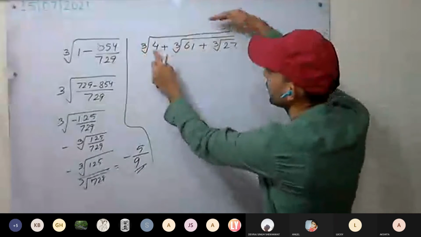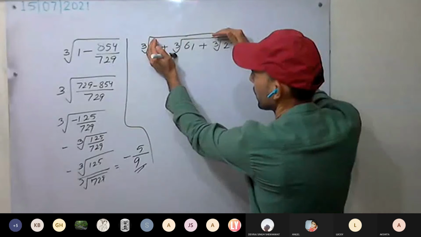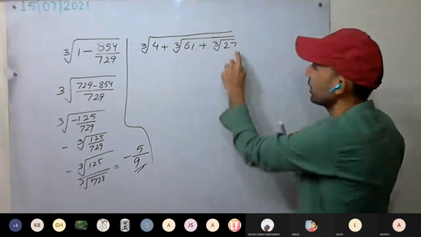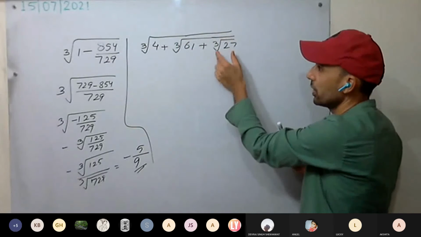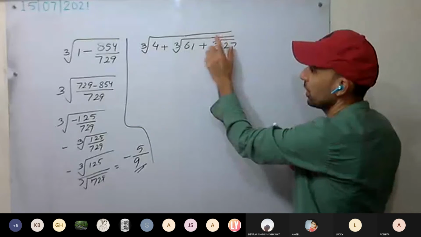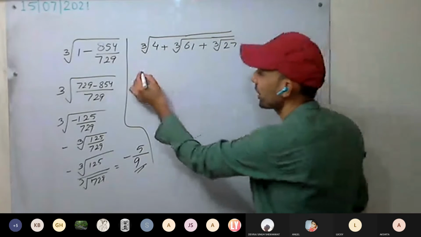What is this? Cube root of the whole, that is 4 plus this one. For taking the cube root, first we solve this one. It means we have to start from here. Understood? First we solve this one. We'll add them, then take the cube. After taking the cube, we'll add again, then take the cube. So the first step will be what?